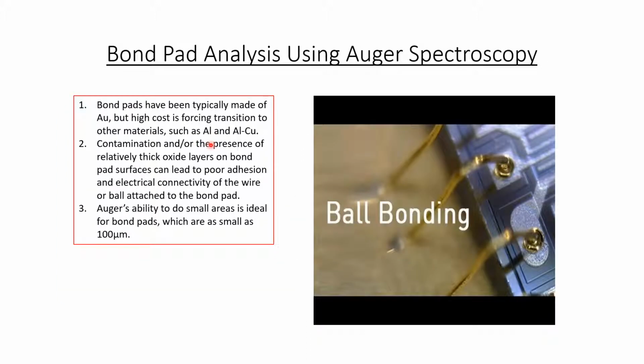The next example is bond pad analysis using Auger spectroscopy. Bond pads have been typically made of gold, but high cost is forcing transition to other materials such as aluminum and aluminum copper. Contamination and/or the presence of relatively thick oxide layers on bond pad surfaces can lead to poor adhesion and electrical connectivity of the wire or ball attached to the bond pad. Auger's ability to do small areas is ideal for bond pads, which are as small as 100 microns.